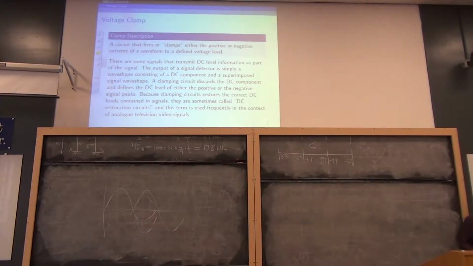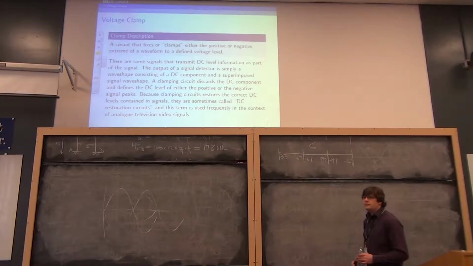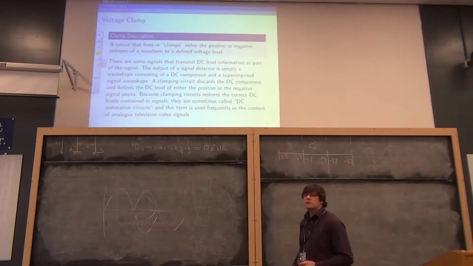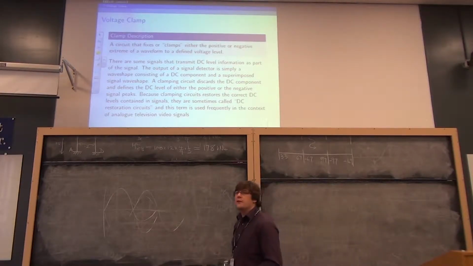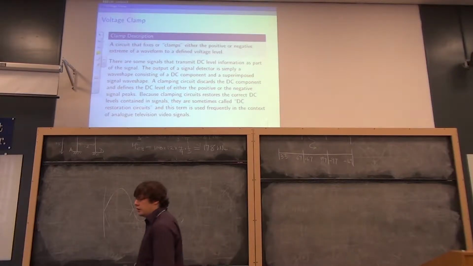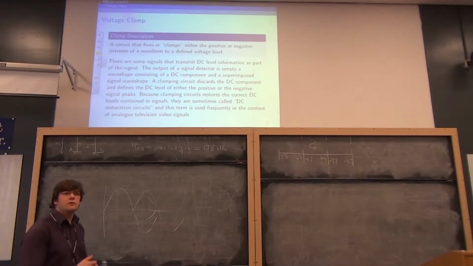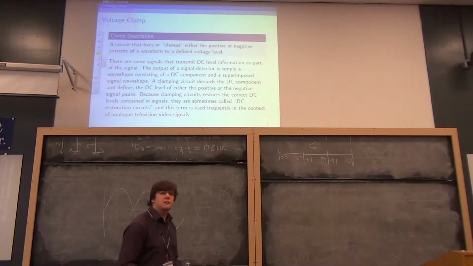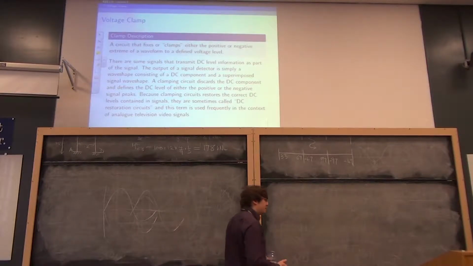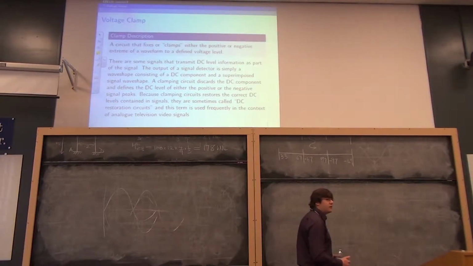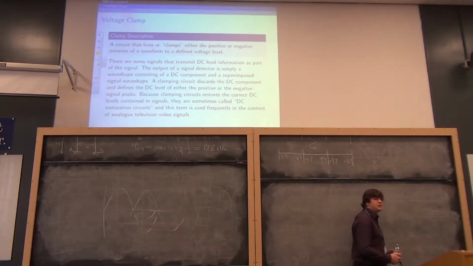So this is handy in situations where you've got a signal that transmits as part of its information some DC component. So not only is there a modulated carrier, but some part of that modulated carrier resolves out to DC, and that DC means something. And the most obvious example of this is an analog TV system.